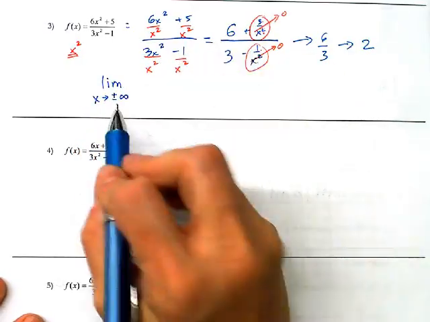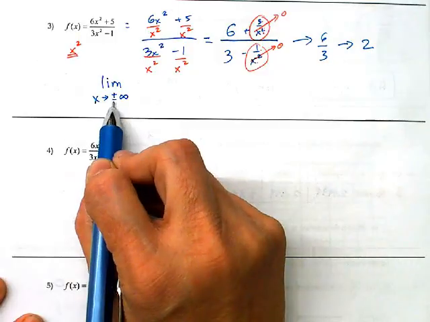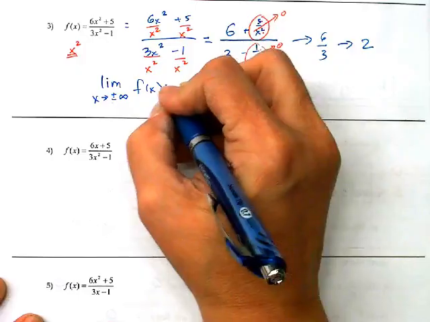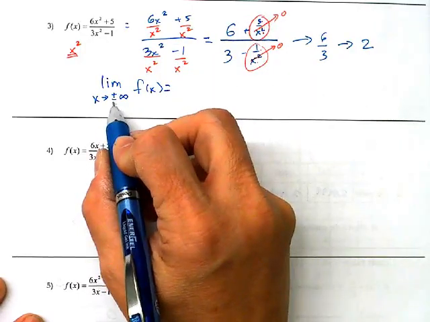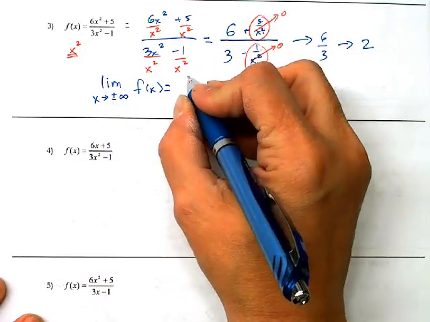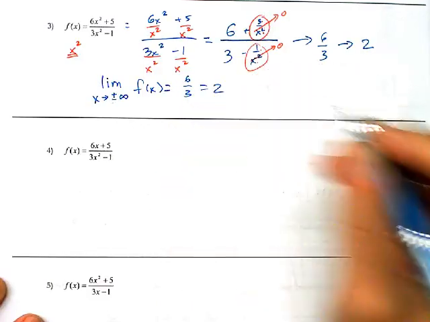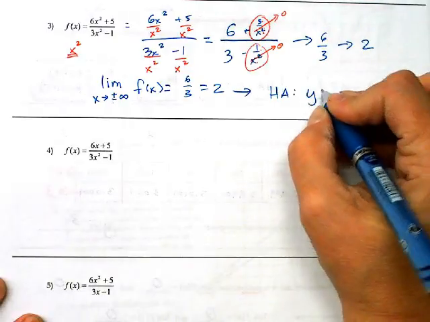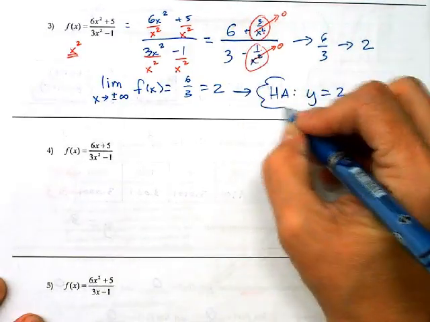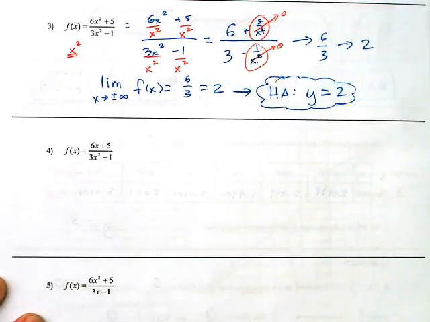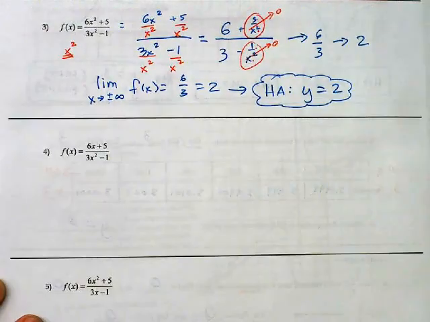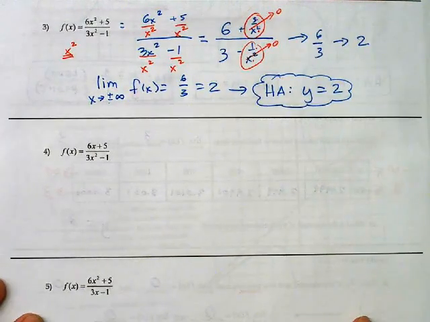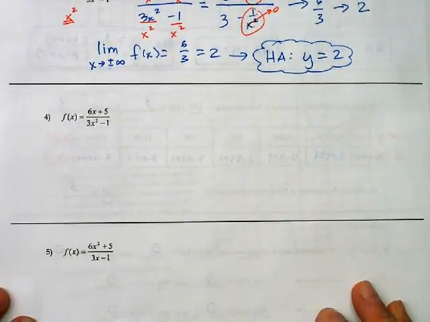I'm going to write the left and right limits at infinity in one statement because it's the same result either way. The limit as x approaches plus or minus infinity of f of x equals 6 over 3 or 2. And our conclusion there must be the horizontal asymptote is y equals 2. All right. We're going to look at that example later on after we do the next 2. Like I said, we're going to develop a great shortcut.